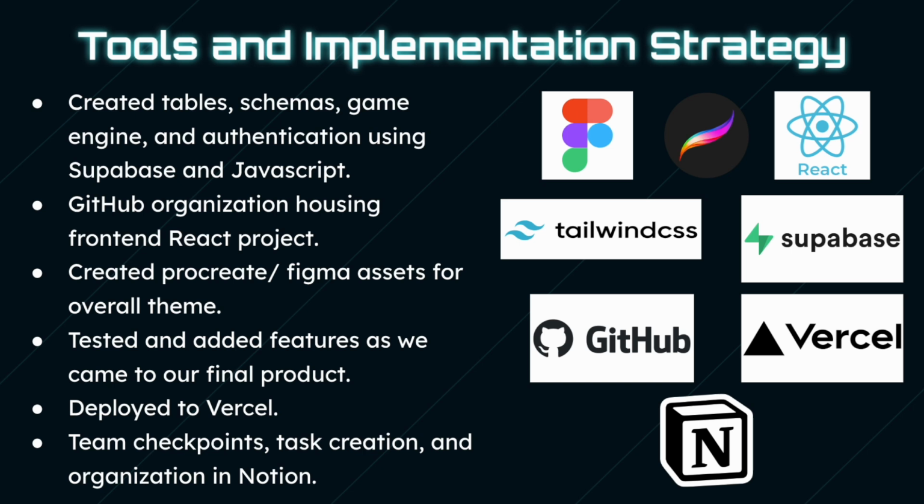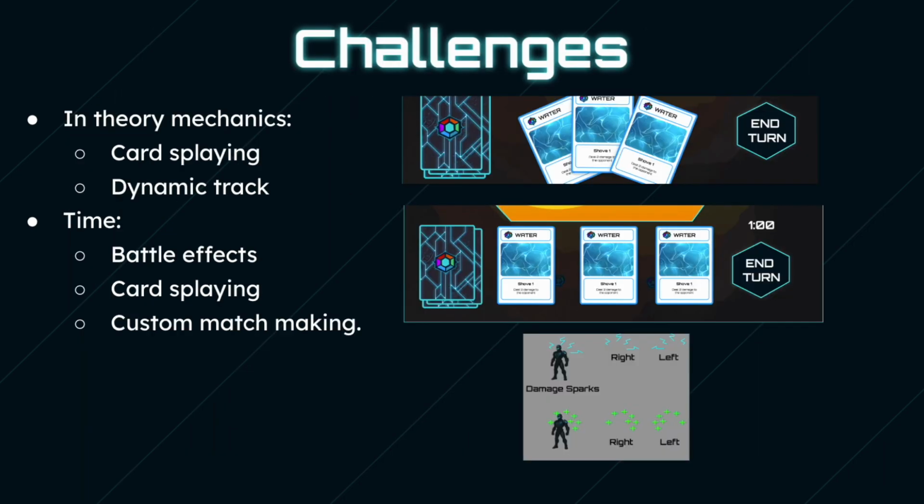We first started with the backend, creating tables, schemas, and the game engine authentication using Supabase. We then set up a GitHub organization where we house our front-end React project. Using React, we set up templates and framed out how the project will flow. We then finally created all the assets to give Cores its theme and tested and added features as we came to our final product. Achieving this goal definitely displayed some challenges, as we were under the impression some pre-thought out mechanics made sense in theory, but turned out to not be the case when implemented.